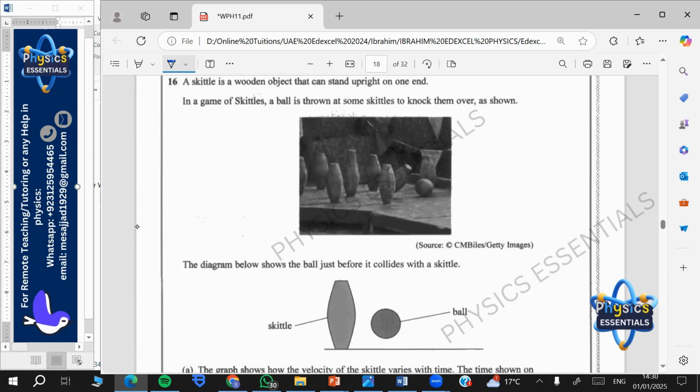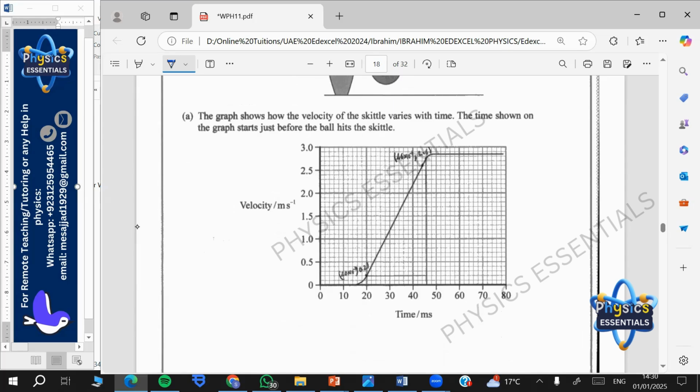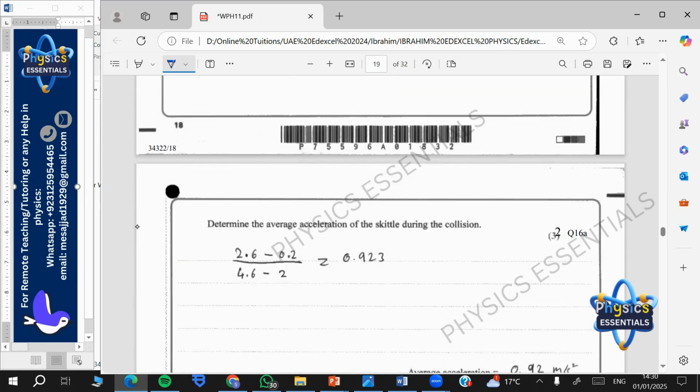In a game of skittles, a ball is thrown at some skittles to knock them over as shown. The diagram below shows the ball just before it collides with a skittle. The graph shows how velocity of the skittle varies with time. The time shown on the graph is just before the ball hits the skittle. Okay. Determine the average acceleration of the skittle during the collision. So he got 2 marks out of 3.